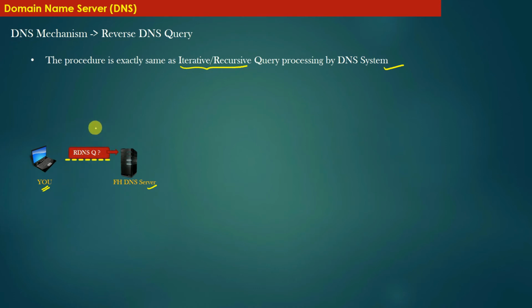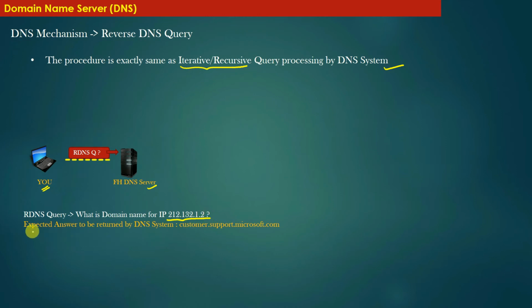So what is the meaning of this reverse DNS query? This reverse DNS query means: what is the fully qualified domain name for IP address 212.132.1.2? Your DNS client machine is expecting the answer from the DNS system that the fully qualified domain name for this IP address is customer.support.microsoft.com. So let's see how the DNS system actually handles the reverse DNS query and finds the fully qualified domain name for a given IP address.